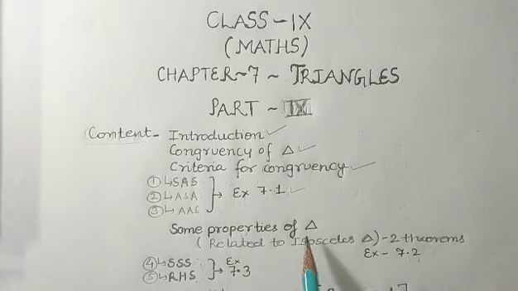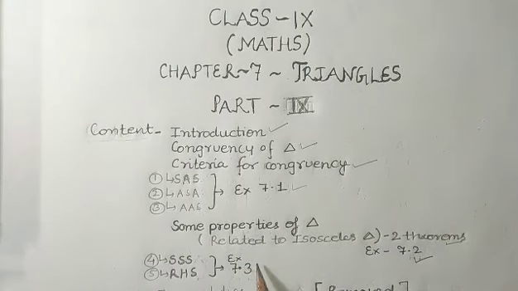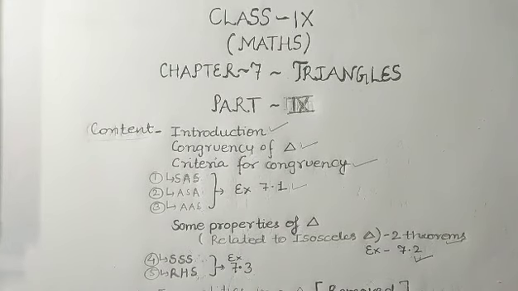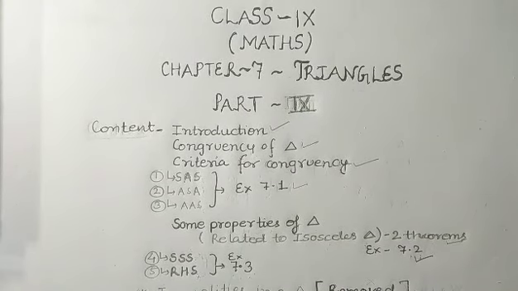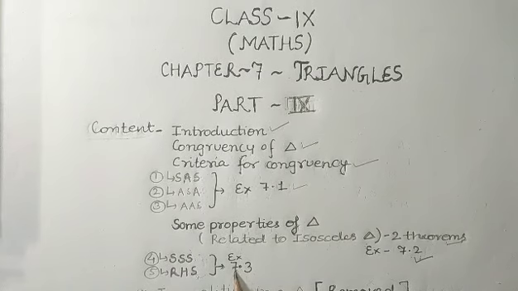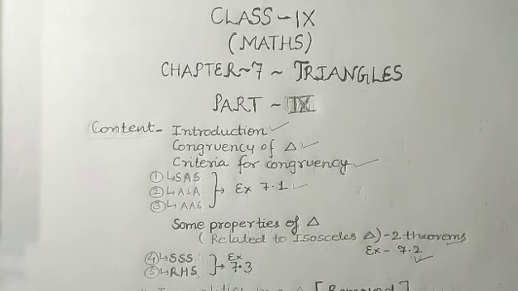We have studied some properties of triangles related to isosceles triangles. On the basis of this we have studied 2 theorems. Exercise 7.2 also we have completed. Now we have solved one question of exercise 7.3, and there are total 5 questions. So questions number 2, 3, 4 and 5 are left, that we'll see today.